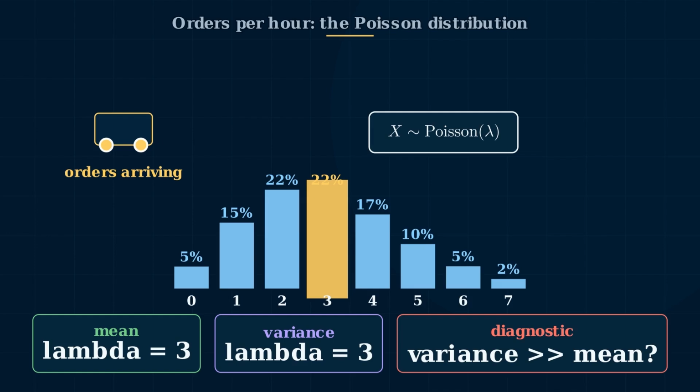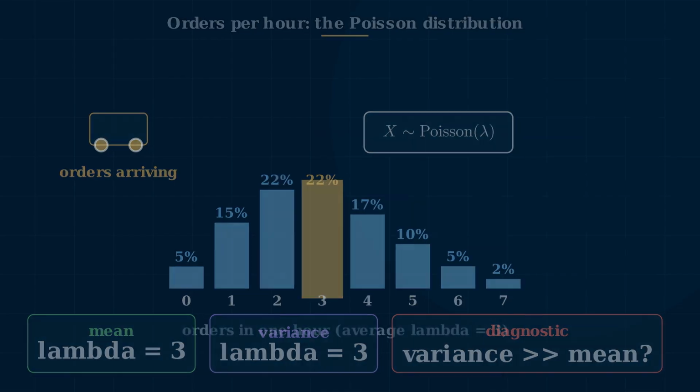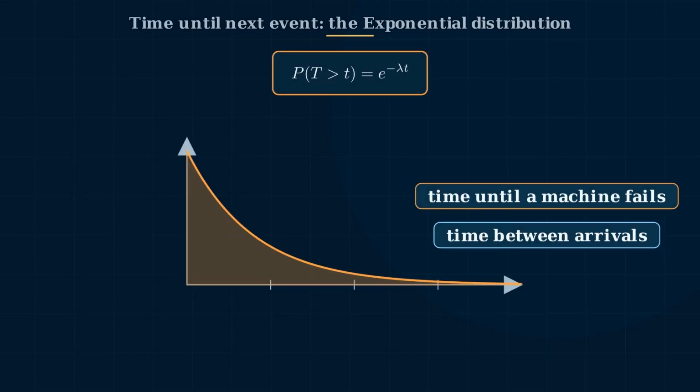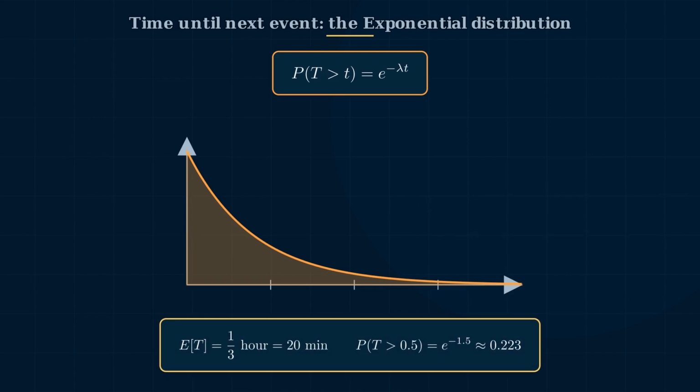Now ask a different question, not how many orders arrive, but how long until the next one. Under the same Poisson process assumptions, waiting time is exponential. Its survival probability is P of T greater than t equals e to the minus lambda t. 3 orders per hour means an average wait of 1 over lambda, 1/3 of an hour or 20 minutes. The chance of waiting more than half an hour is e to the minus 1.5, about 22%. Count and waiting time views are 2 sides of the same process, useful for traffic forecasting, queuing, and predictive maintenance.